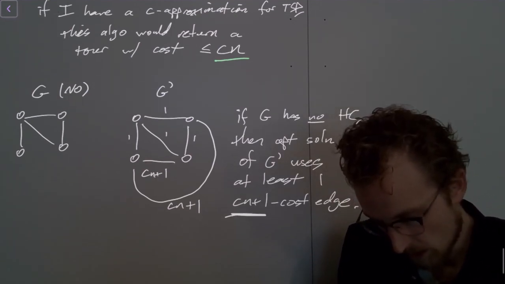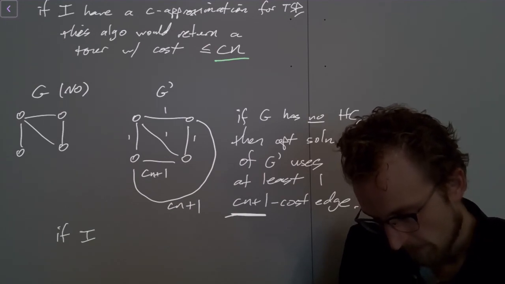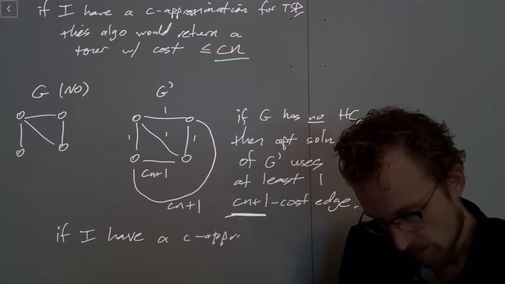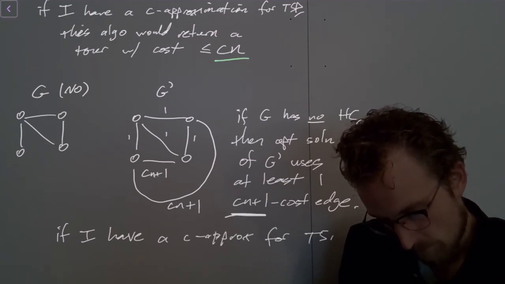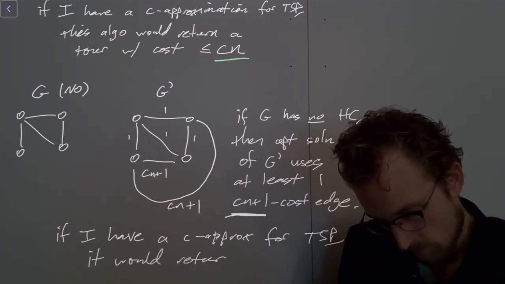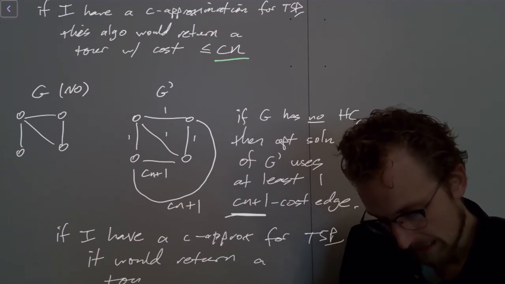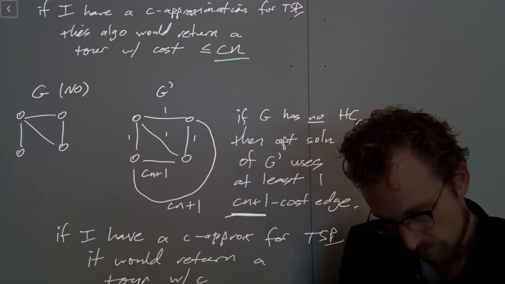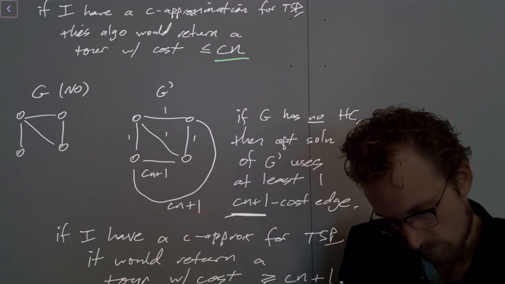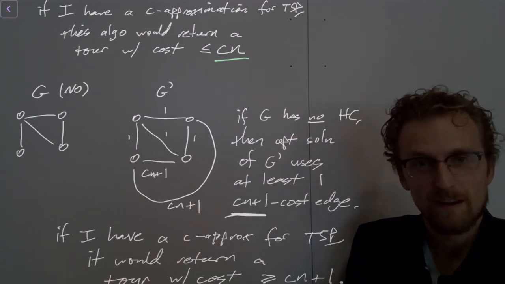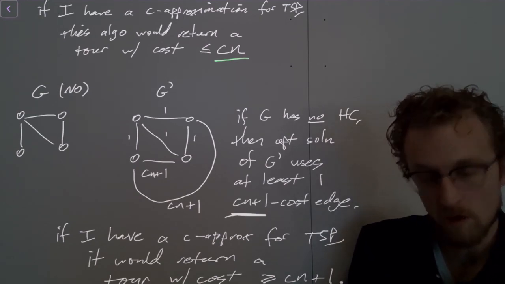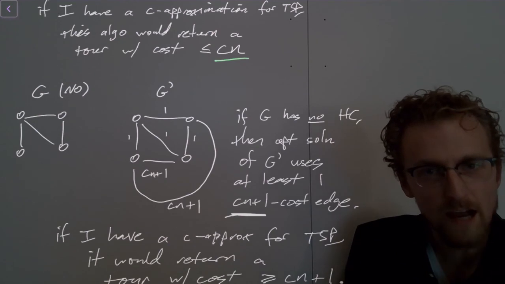So how do we write this? This is just analogous to above. If I have a C approximation for TSP, it would return a tour with a cost at least Cn plus 1. Because I know that every tour, every Hamiltonian circuit of the graph G prime, has a cost at least Cn plus 1, because it has to use at least one of those high cost edges, right?